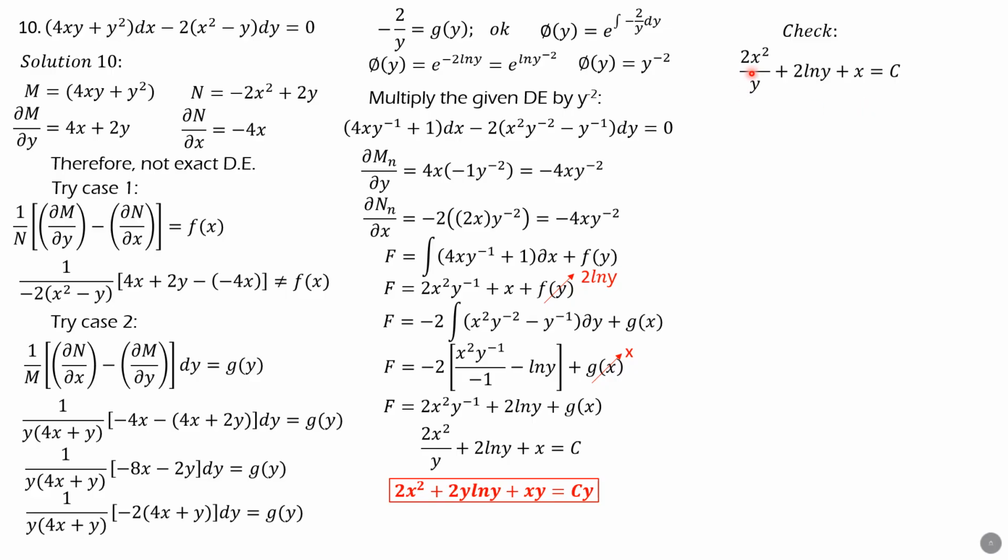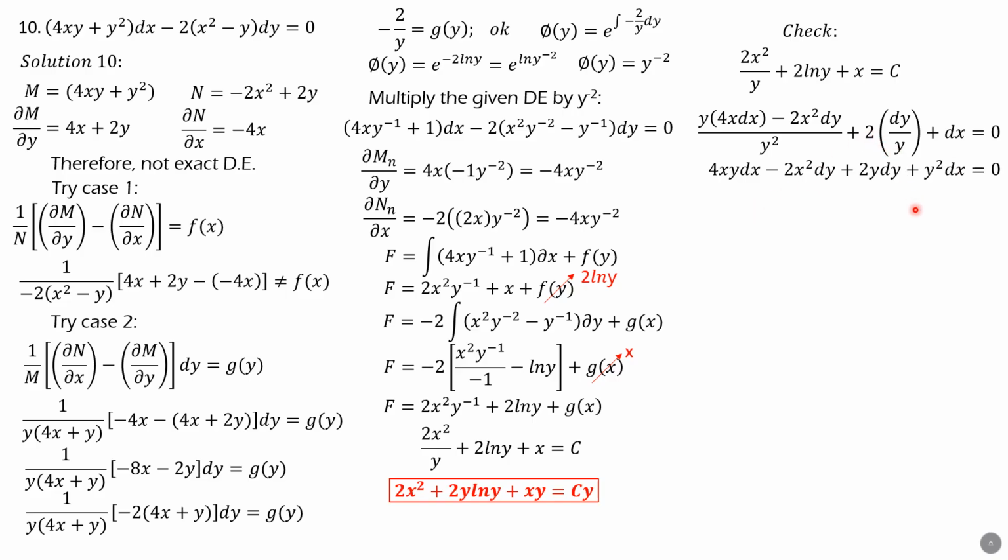So this is the differential of a ratio: denominator y times the differential of the numerator, 4x dx, minus the numerator 2x squared times the differential of y, dy, all over the denominator squared, y squared. Then plus 2 times the differential of ln y, which is dy over y, plus the differential of x equals 0. So next we multiply everything by y squared. So this is 4xy dx minus 2x squared dy plus 2y dy plus y squared dx equals 0.